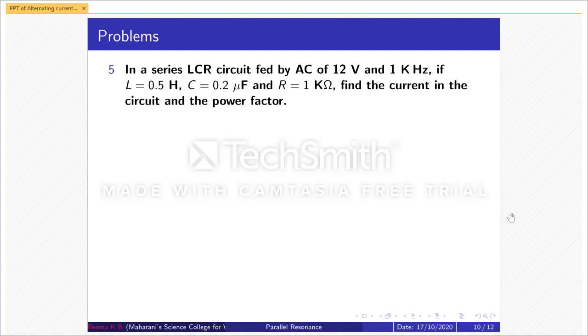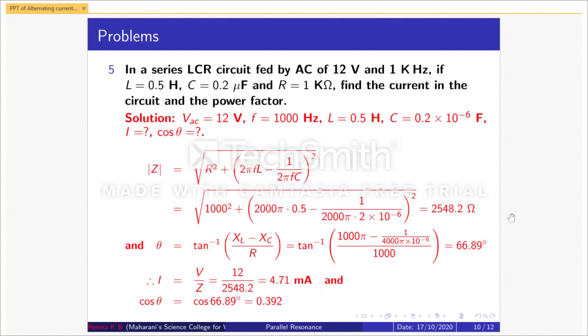Fifth problem. In a series LCR circuit fed by AC of 12 volt and 1 kilohertz, if L = 0.5 Henry, C = 0.2 microfarad and R = 1 kilo ohm, find the current in the circuit and the power factor. Solution. VAC = 12 volt, frequency F = 1000 Hz, inductance L = 0.5 Henry and C = 0.2 microfarad.